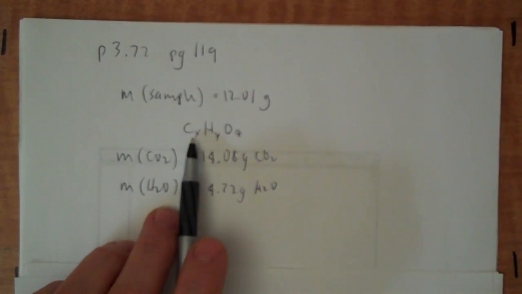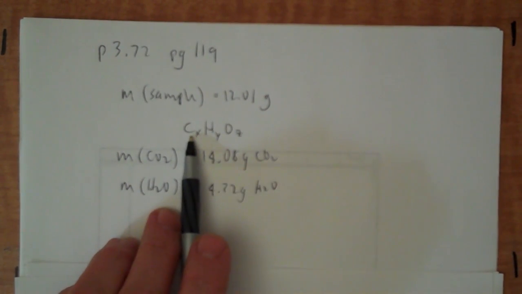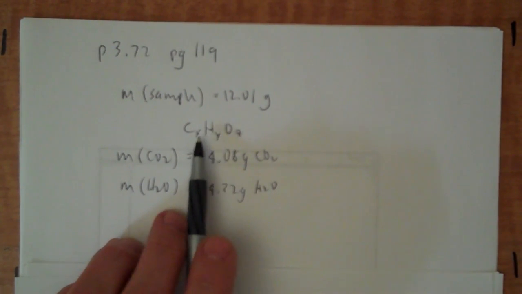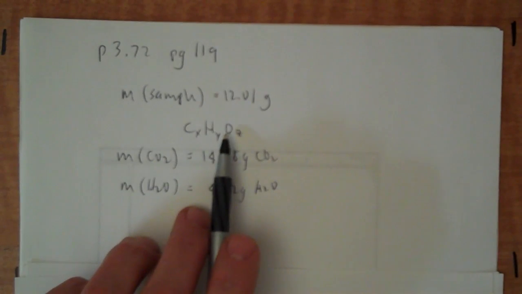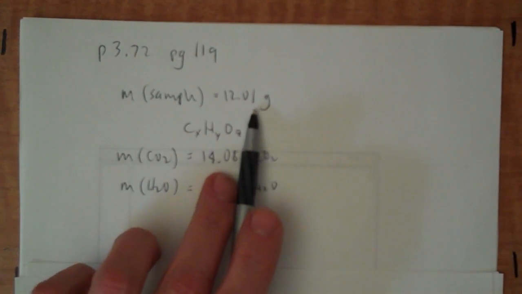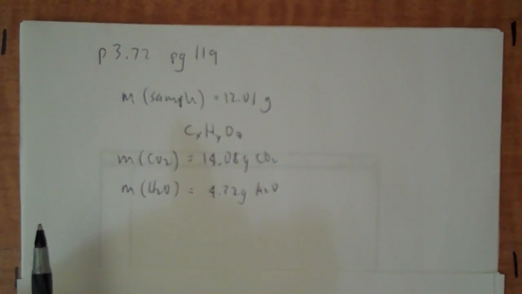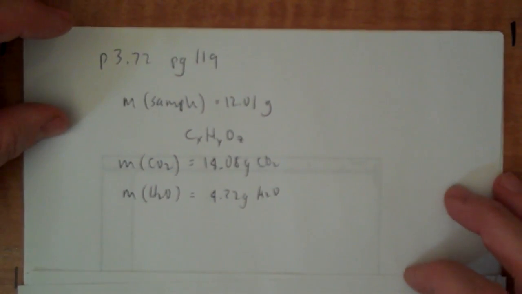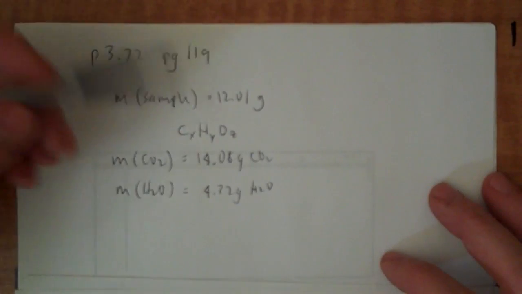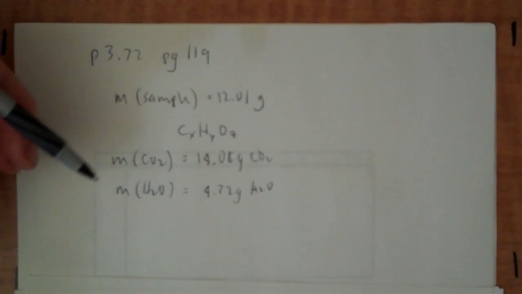Once I know how many moles of this 12 grams is carbon, then I'm going to know what X is. And when I know how many moles of this is hydrogen, I'm going to know what Y is, right? And oxygen is the same thing. So what I'm going to do, first of all, is find the mass of all of these guys that comes off, right?